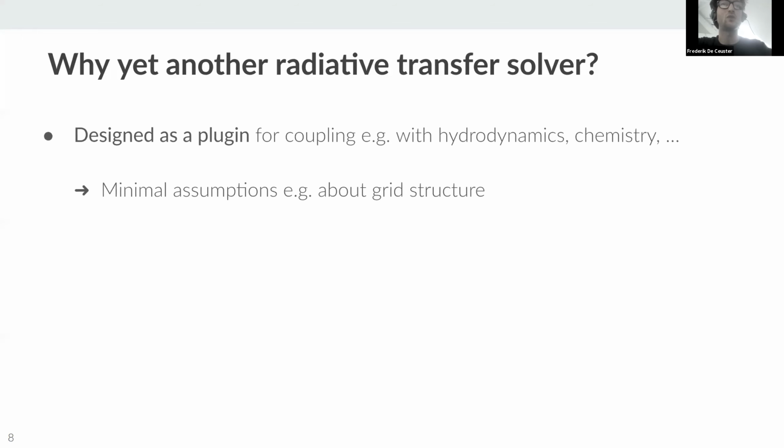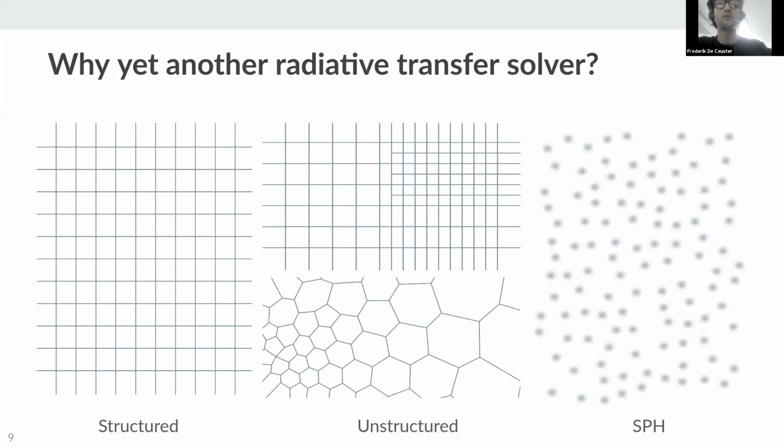Since our ultimate goal is to couple radiative transfer with hydrodynamics and chemistry models, and coupling codes is often not trivial. Now, in our group, we work with both grid codes such as AMRVAC, which is a hierarchically refined grid, and particle codes such as Phantom, which is based on smoothed particle hydrodynamics, or SPH. If we want to be able to couple to both, we need a very flexible design that requires minimum assumptions, and in particular about the grid structure.